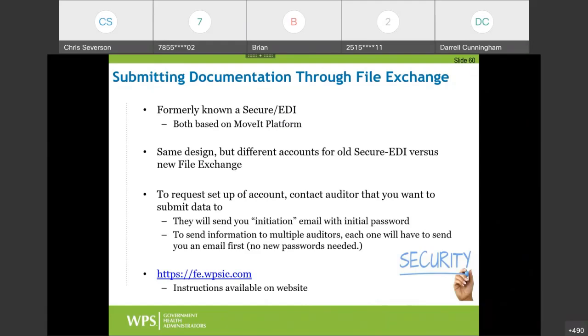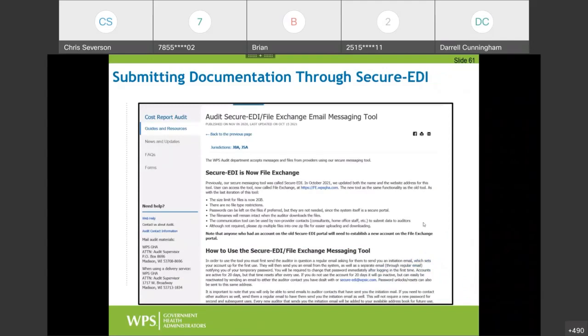It is fe.ipsic.WPSIC.com. FE stands for file exchange, essentially. And the instructions are available on the website. In fact, I have a screenshot here. You'll notice now it's calling it file exchange. Everything else is pretty much the same.